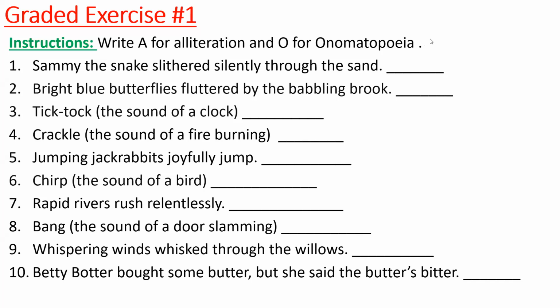Number one. What do we have for number one? Sami the snake slithered silently through the sand. A, alliteration. Very good. How many persons had A for number one? Let me know, please. I did. I did. Very good.